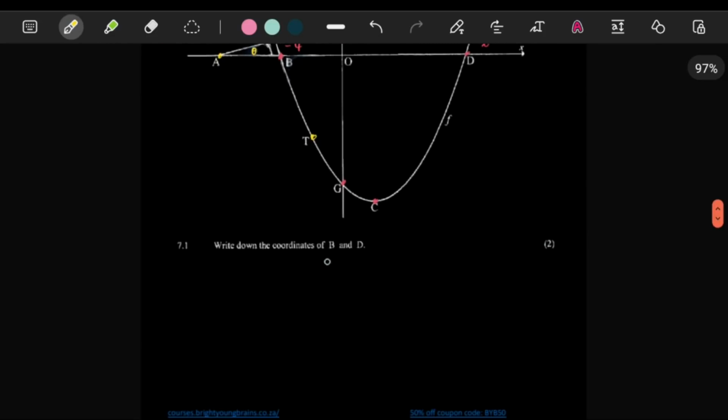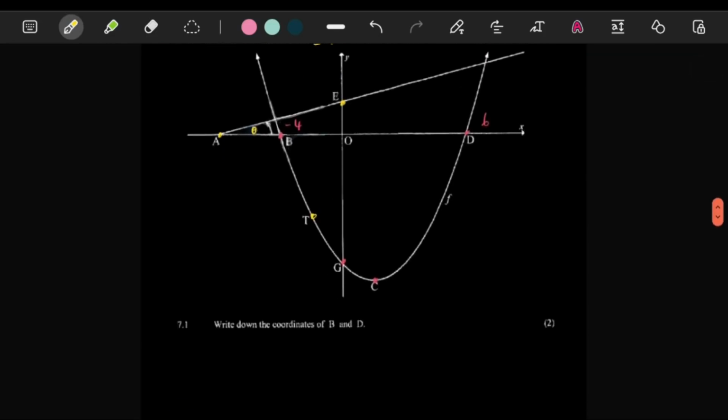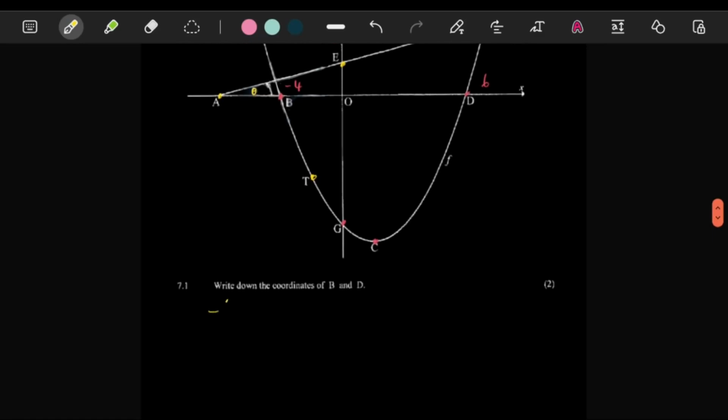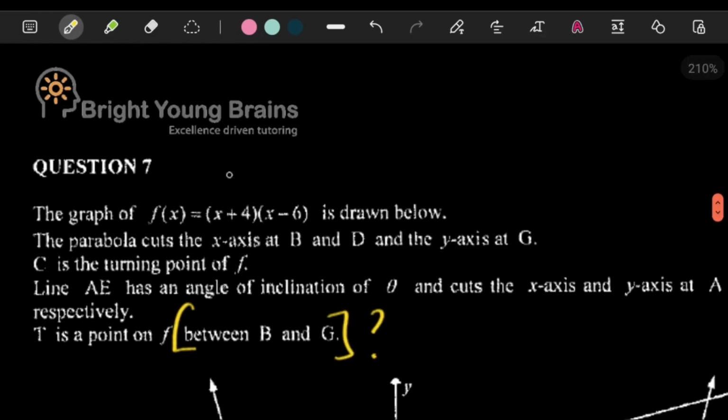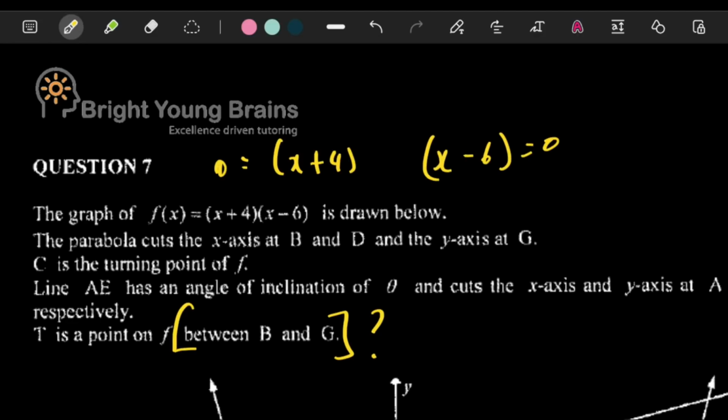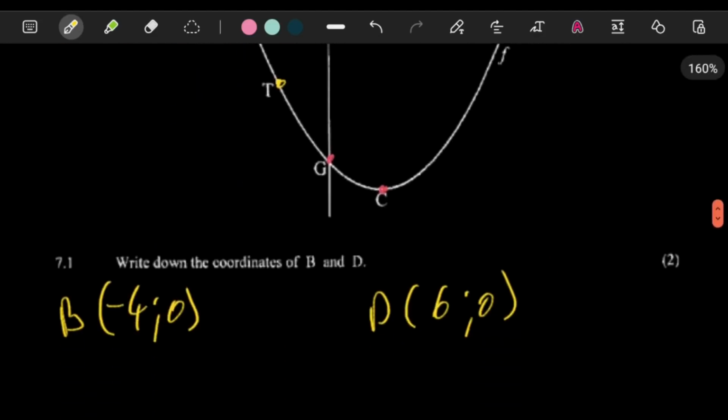For 2 marks, it says write down the coordinates of B and D. We already said that B here is going to be (-4; 0), and D is going to be (6; 0). The reason is that this is already factorized for you, so you make each factor equal to 0 individually and you get your 2 x-intercepts.